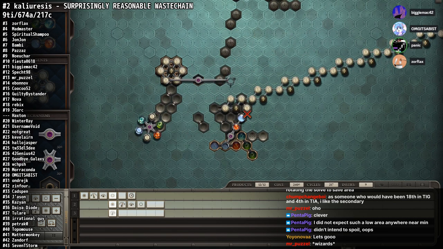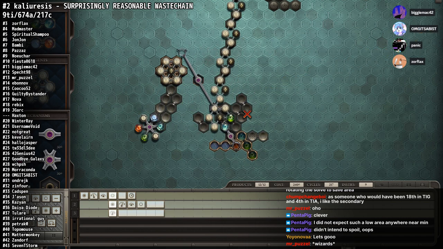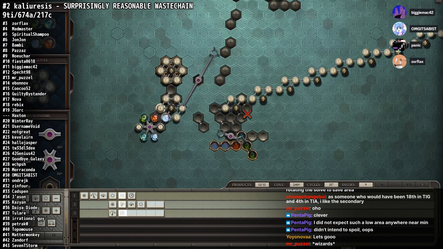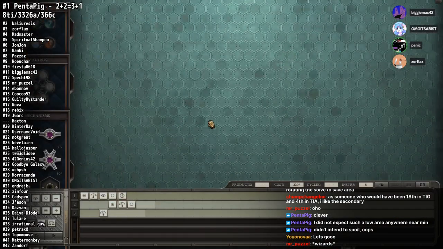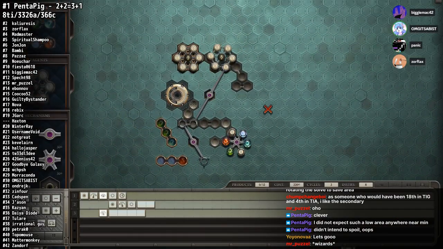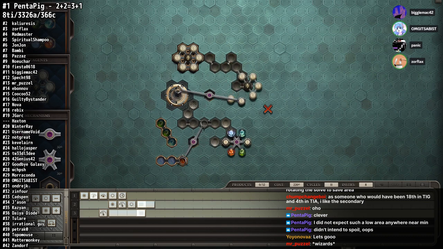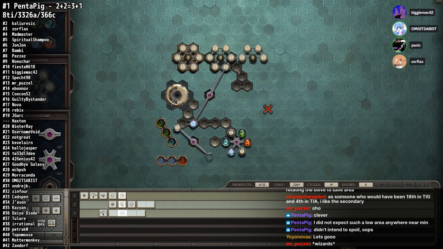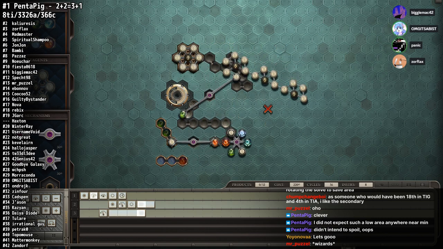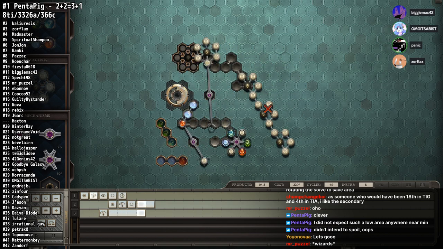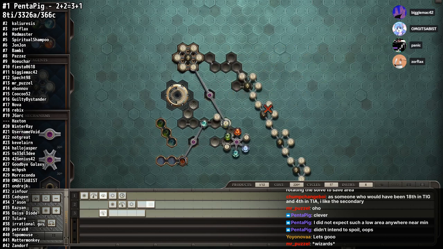But yeah, congrats on number 2. This is a very clean solution. And number 1, Pentapig. With indeed an 8 eye. Oh no. Pentapig returns as the king of instructions. And the solution name is a hint to the way that it's built here.